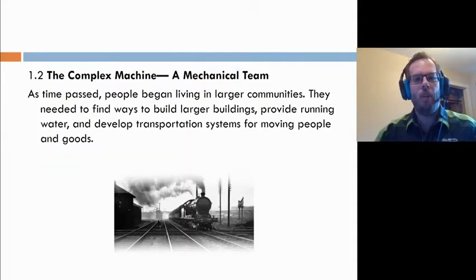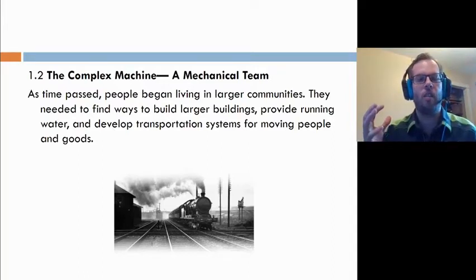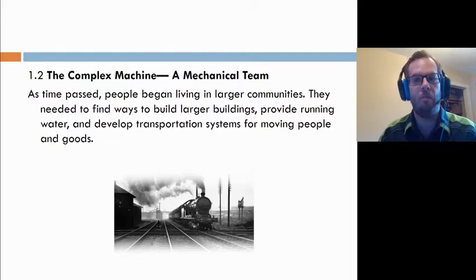Okay, so the complex machine. As civilization developed and people started living in larger communities, they needed ways to build larger buildings, provide running water, and develop transportation systems for moving people and goods. And so their needs became more complex. The machines, in order to overcome those problems, became more complex as well.